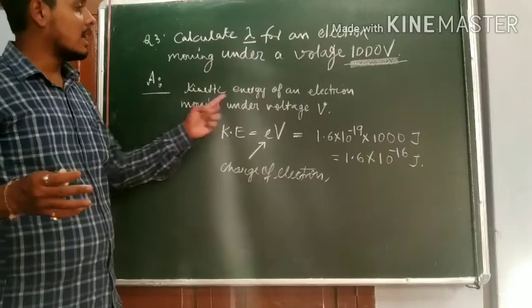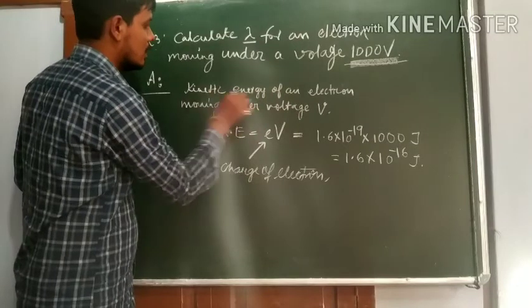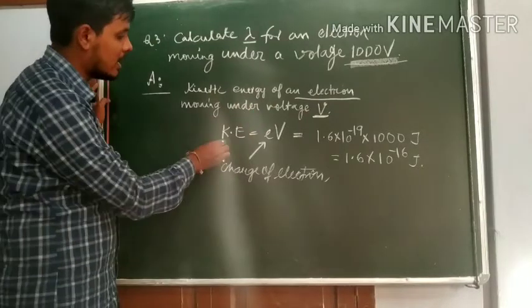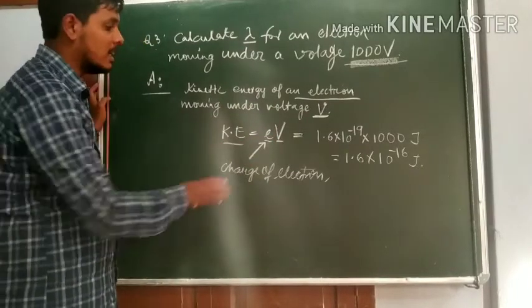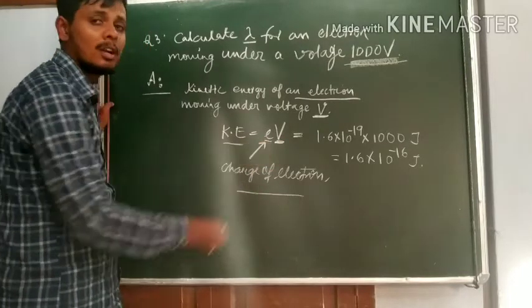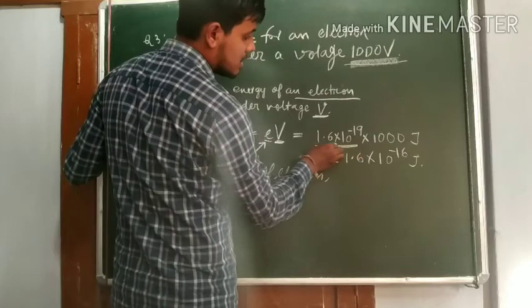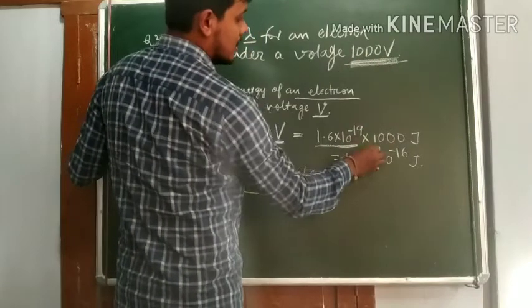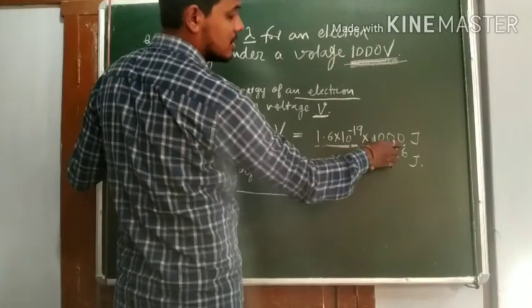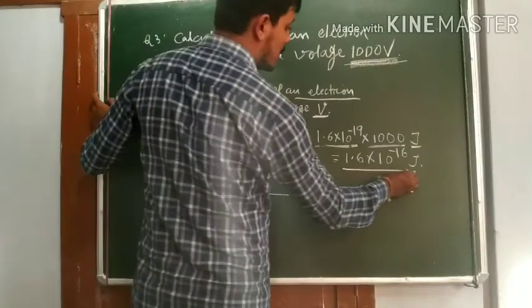Okay, so the kinetic energy of an electron moving under a voltage V. If an electron moves under voltage V, the kinetic energy is e into V, where e is the charge of the electron in coulomb and V is the voltage that is applied. The charge of an electron is 1.6 into 10 to the power minus 19 coulomb, and the voltage applied is 1000 volt. So charge into voltage, we get kinetic energy, and the unit of kinetic energy is joule. So the answer we get is 1.6 into 10 to the power minus 16 joule.